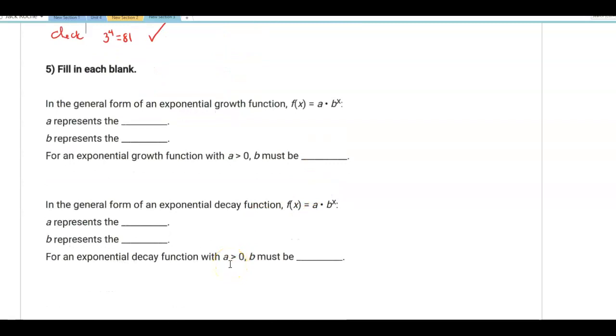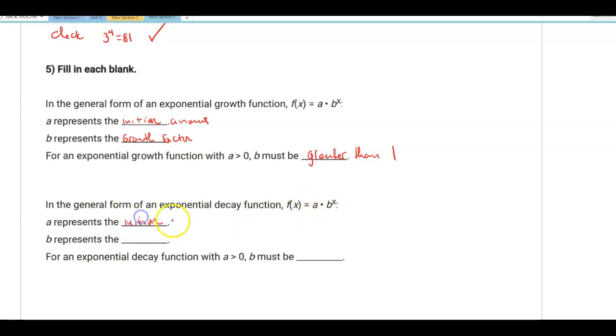Alright. Now, again, in the general form of an exponential growth function, a represents the initial amount, right? B represents the growth factor. And for an exponential growth function with a greater than 0, b must be greater than 1. Okay?